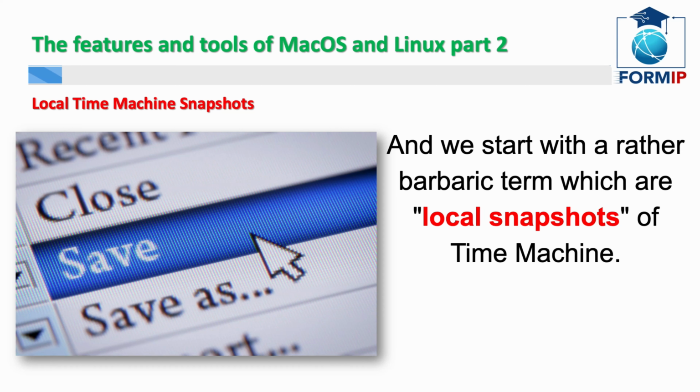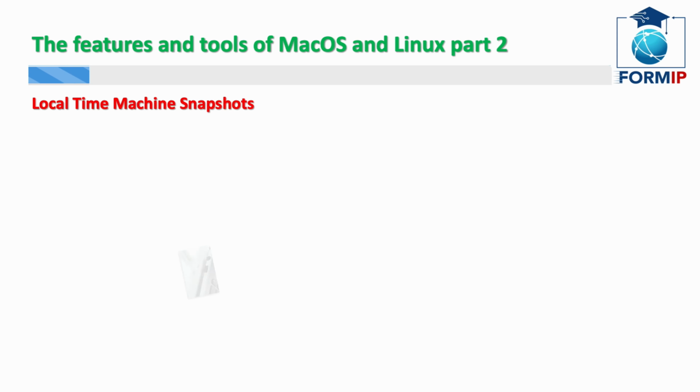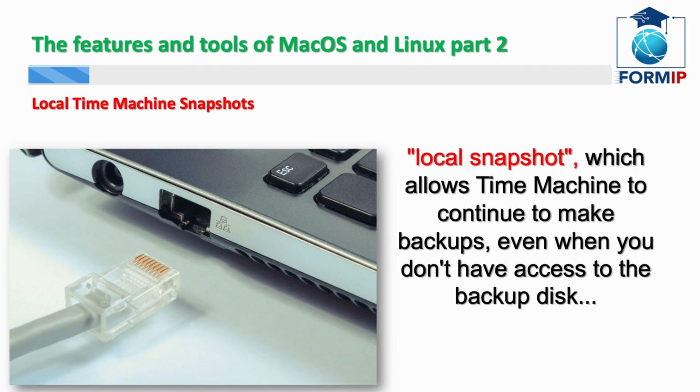But a problem may arise. That's because backups take up space, and you may have configured Time Machine to perform them on a network location. Well, if you're using a laptop, you may not always be tethered to that drive. That's where the local snapshot feature comes in, because it allows Time Machine to continue making backups, even when you don't have access to the backup disk. That is to say, it will save a backup locally.